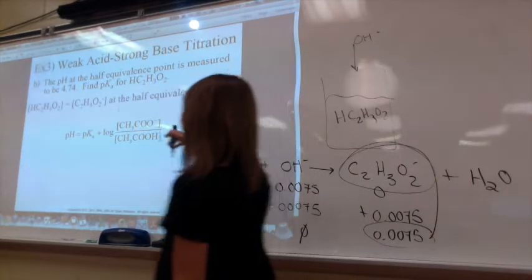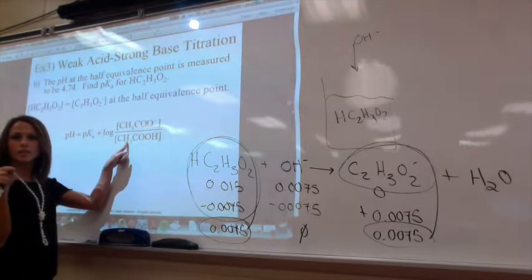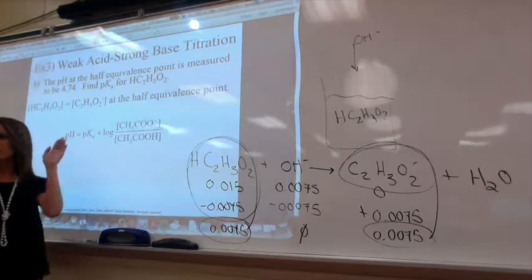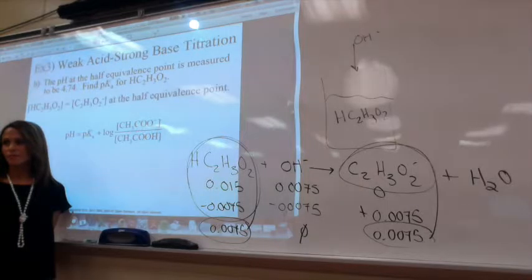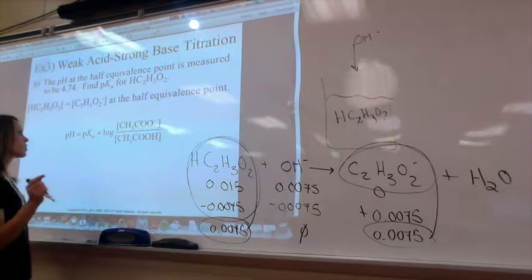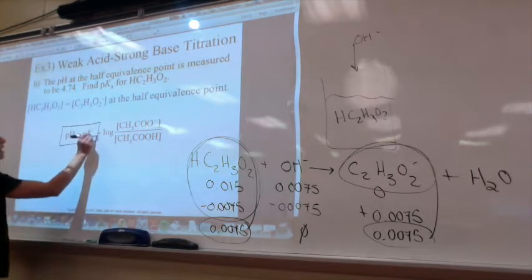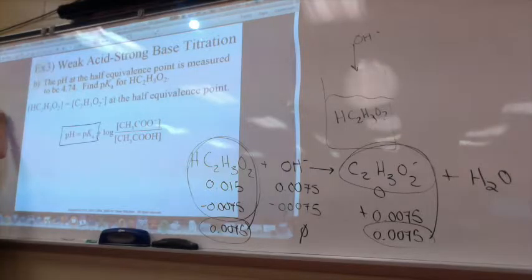If we plug them into the Henderson-Hasselbalch, if this is equal to this, then what is this number? 1. What is the log of 1? So then the pH is equal to the pKa at the half equivalence point for a weak acid or base titration system. Got it? Not true for a strong. It's only for a weak with a strong. So this becomes a constant that you have to just sort of memorize. So the pH is equal to the pKa at half equivalence. They love to ask this question on the AP exam in like a random format. And this is only for weak-strong titrations.